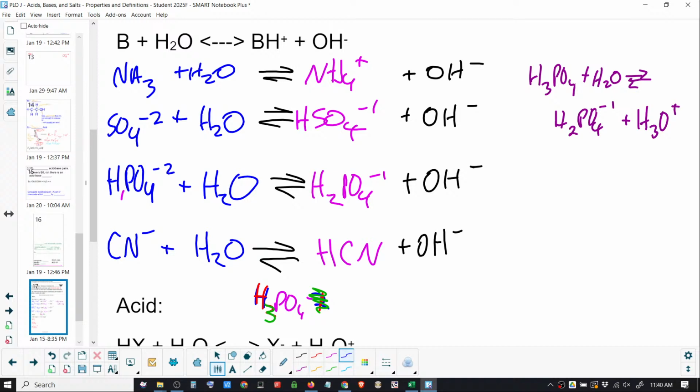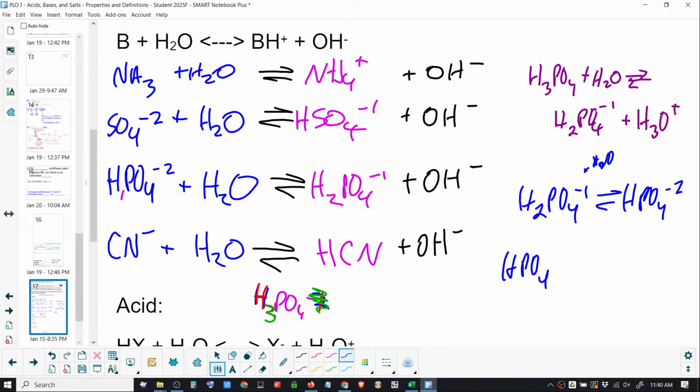And then you can just keep going. You can have H2PO4 minus 1 has a separate equilibrium plus H2O, and makes HPO4 minus 2, and then you can have HPO4 minus 2 react again to go to PO4 minus 3, and in each case it is reacting with water to give off H3O plus. I didn't want to rewrite those every single time.